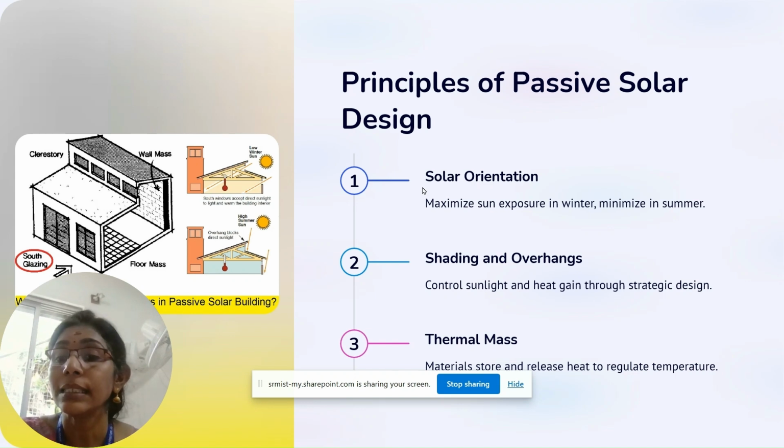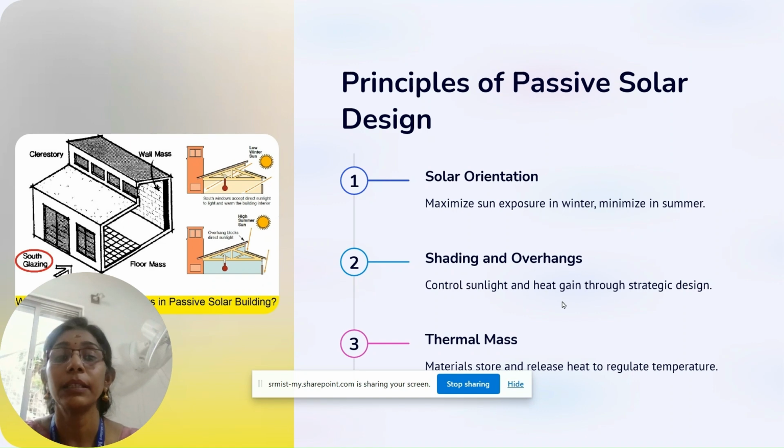Fine. The next is window technologies and glazings. And then we have the shadings and overhangs. So, what are the shadings and overhangs? Sunlight that is entering the building will be controlled if we have a window shade and through some strategic designs. The next is thermal mass, that is, the material which is used to construct the building should be able to store the heat as well as release the heat depending on the situation. That is, in other words, the temperature has to be regulated. So, this is called thermal mass.